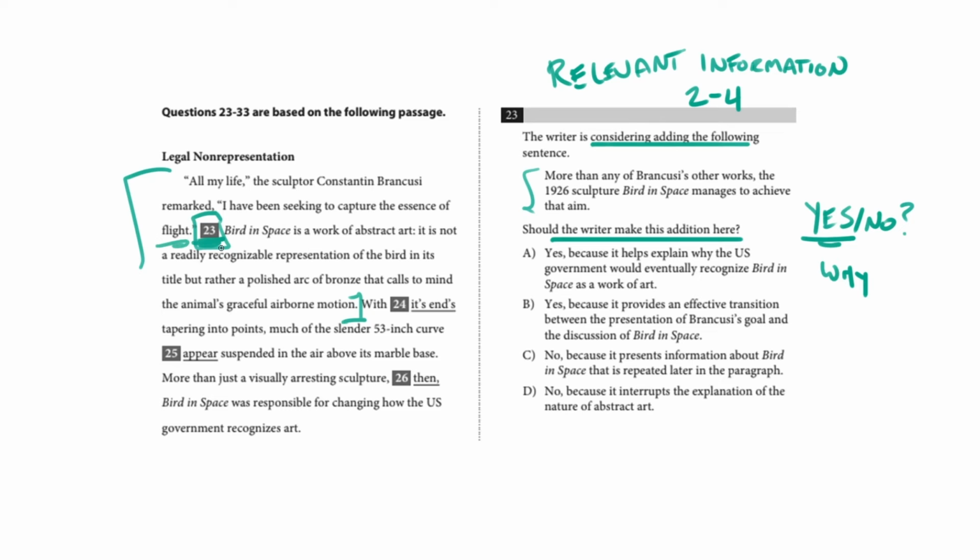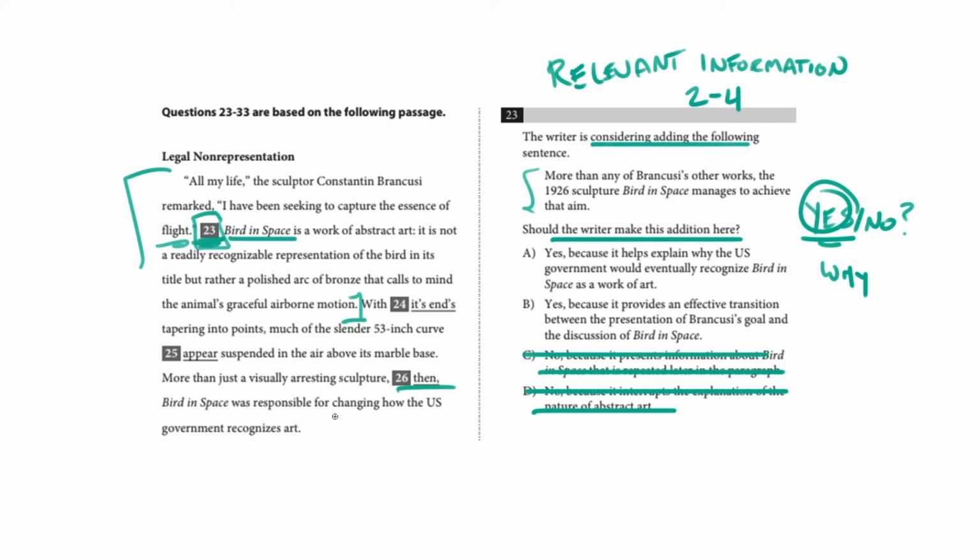And I think the answer is yes, it does belong here, because we have Bird in Space in this second sentence, but it's not really identified what it is. It doesn't say, like, Bird in Space, a 1926 sculpture. So I'm going to cross off C and D. We've made our binary decision, and now we can focus on the rationale, on why it makes sense to include this information. So, choice A: yes, because it helps explain why the US government would eventually recognize Bird in Space as a work of art. Now, we don't have the context for that, but that is what this passage is about.